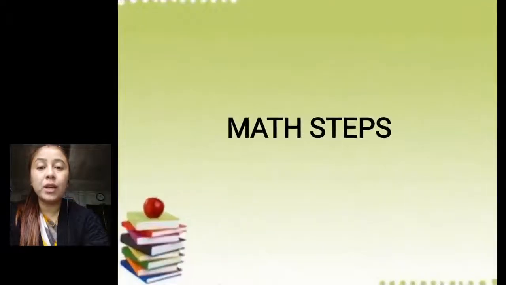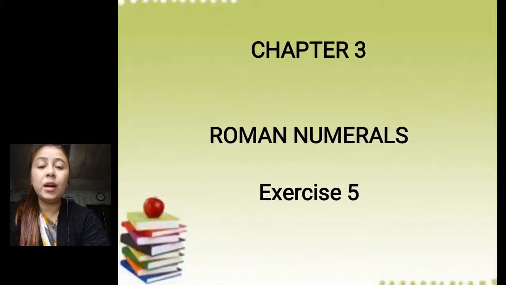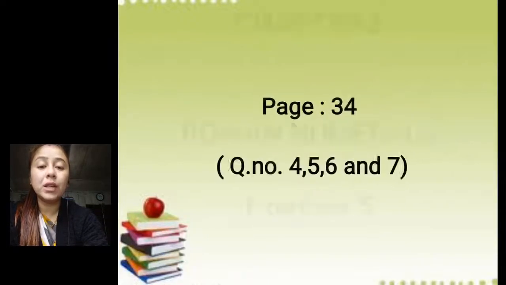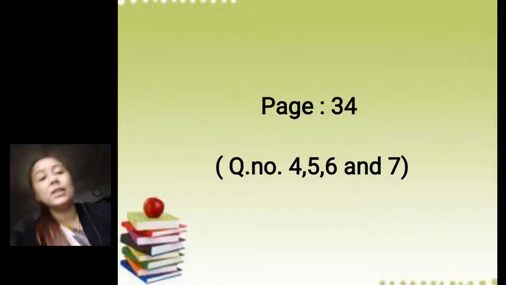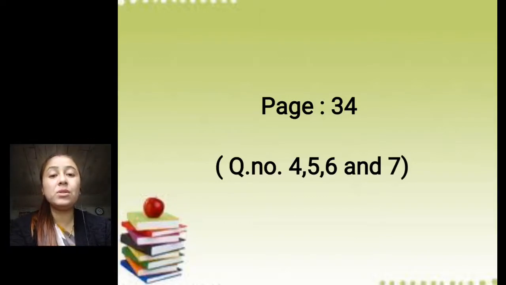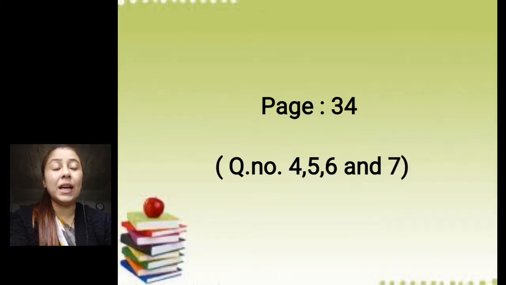So children, we are continuing with your book Math Steps today also. We are doing chapter 3, Roman numerals. In the previous class, children, we learned the rules about how to write the Roman numerals, their notation, their values. Today also we are continuing with Roman numerals. In the last class we have done till question number 3. In today's class, children, we will do 4, 5, 6 and 7.